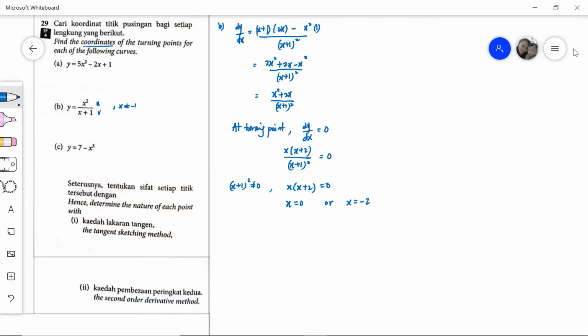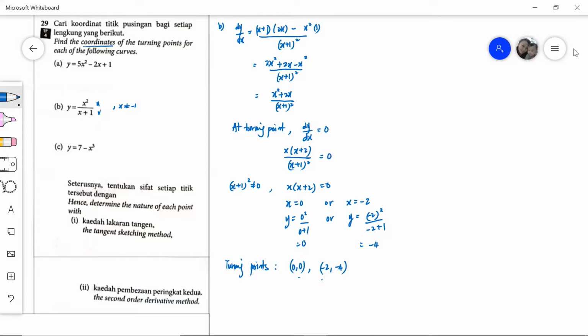With this, we substitute into our function y. So y equals 0 squared over 0 plus 1, so it's 0. Or y equals -2 squared over -2 plus 1, so we will get -4. So the coordinates of our turning points are (0, 0) and (-2, -4). Now we have to test the nature of these two turning points.